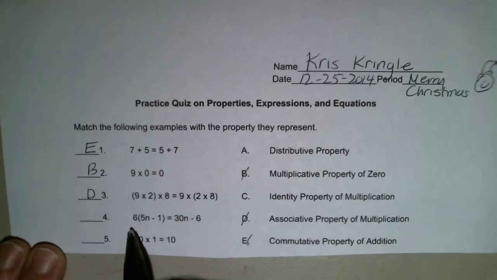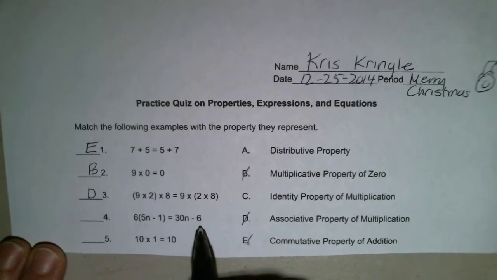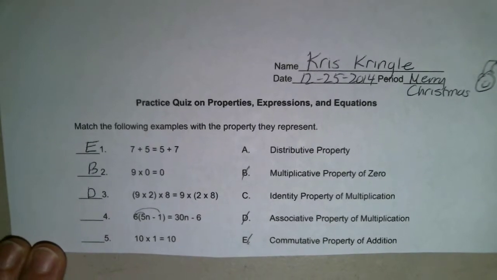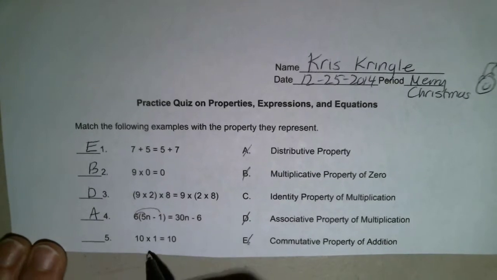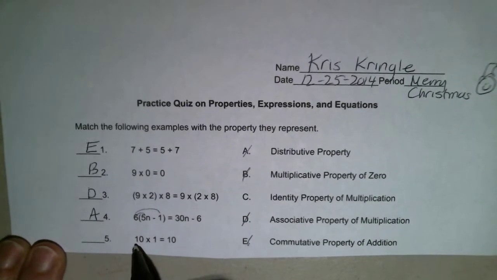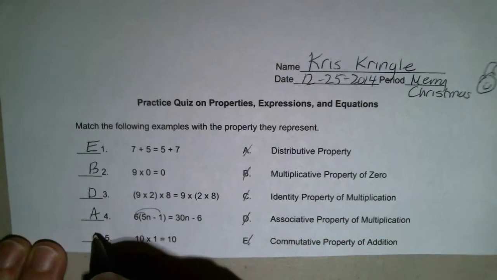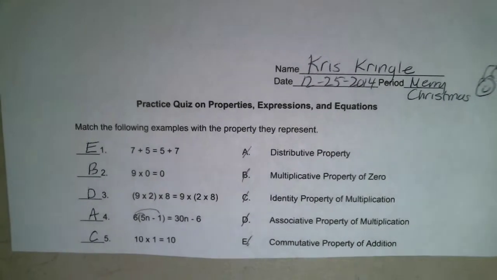Number 4, 6 times parentheses 5n minus 1 equals 30n minus 6. 6 is being multiplied by all the terms in parentheses, so this is called the distributive property. Number 5, 10 times 1 equals 10. Anything times 1 equals itself. 10 has not changed its identity, so the answer is C, the identity property of multiplication.